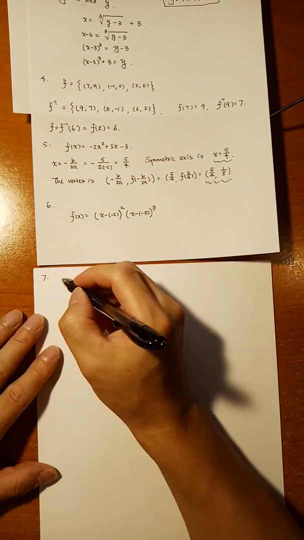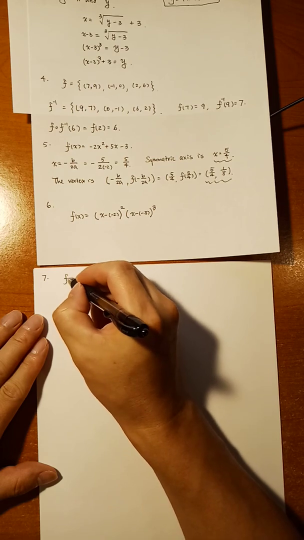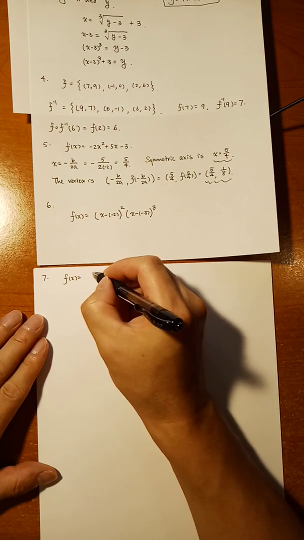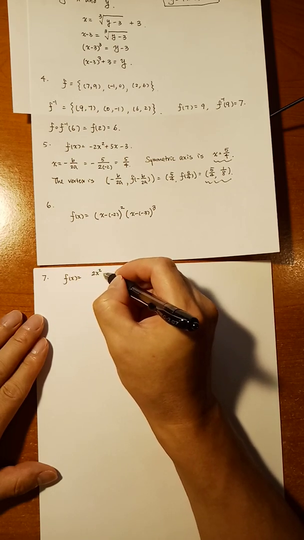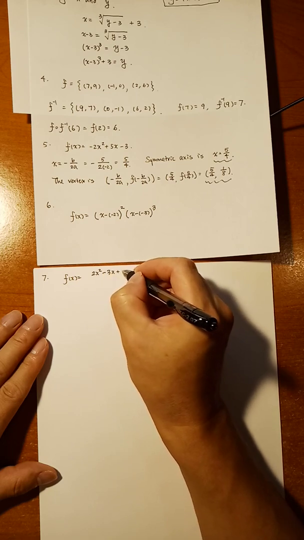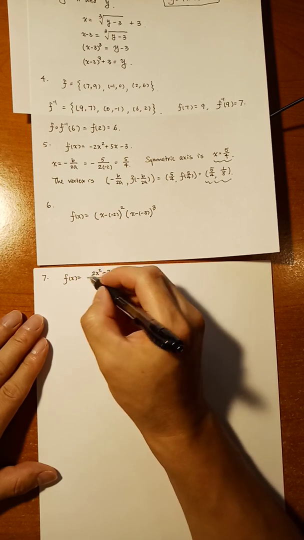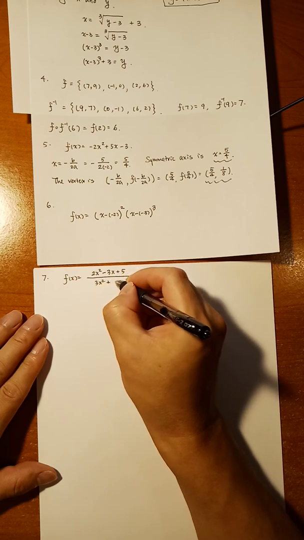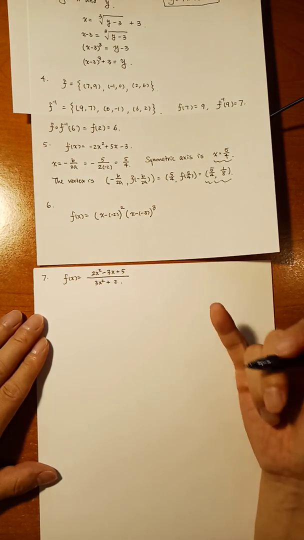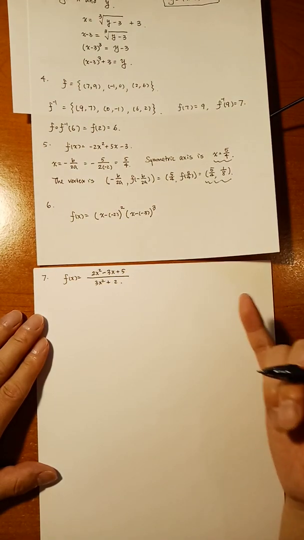Problem 7, we have a rational function. f(x) is equal to 2x squared minus 3x plus 5 over 3x squared plus 2. We're looking for the asymptotes. We have vertical, horizontal, oblique.